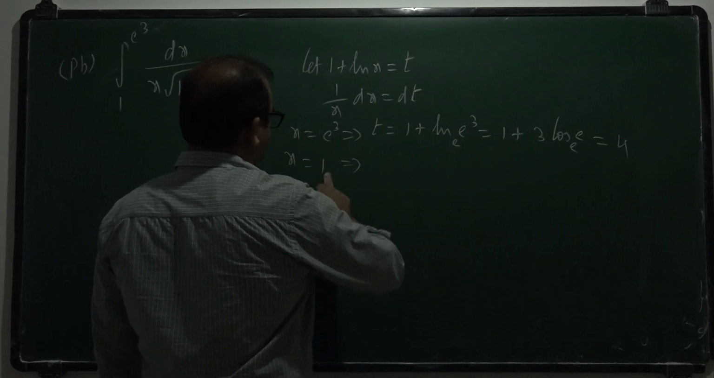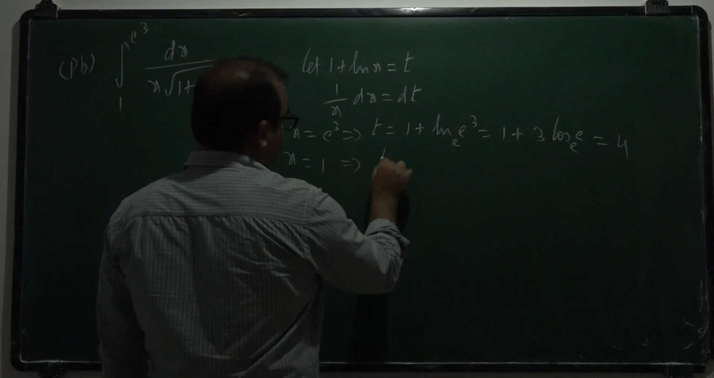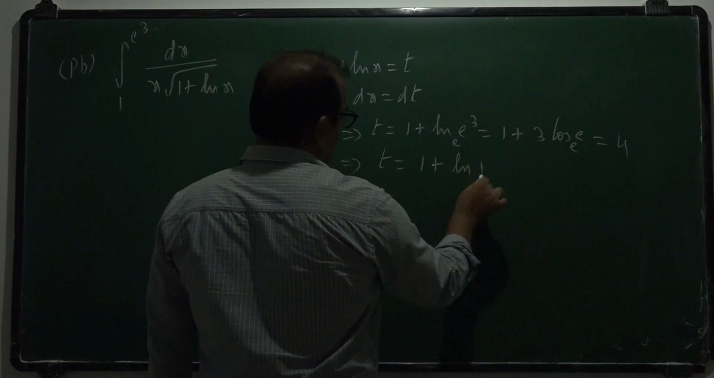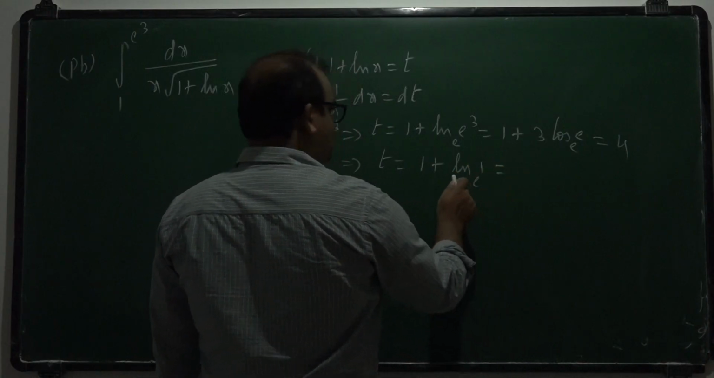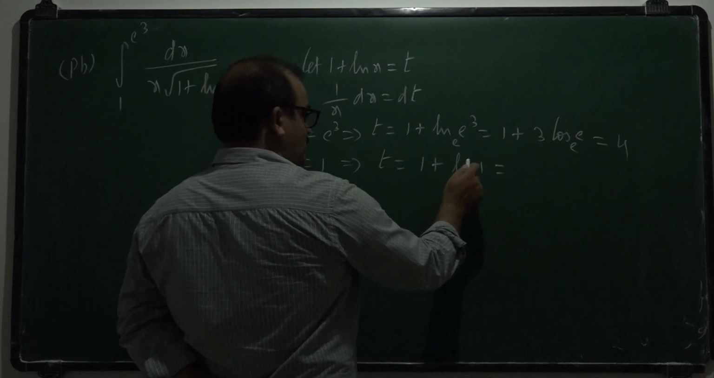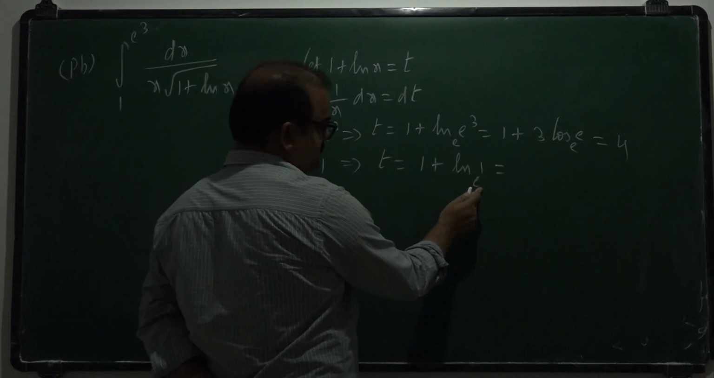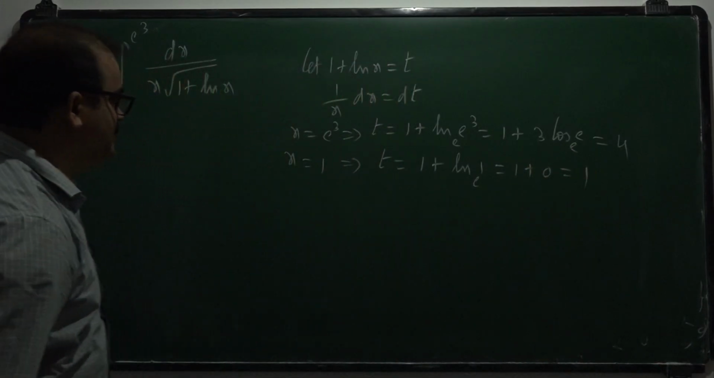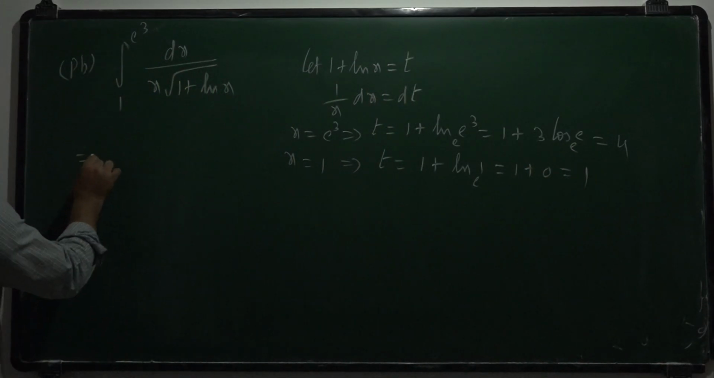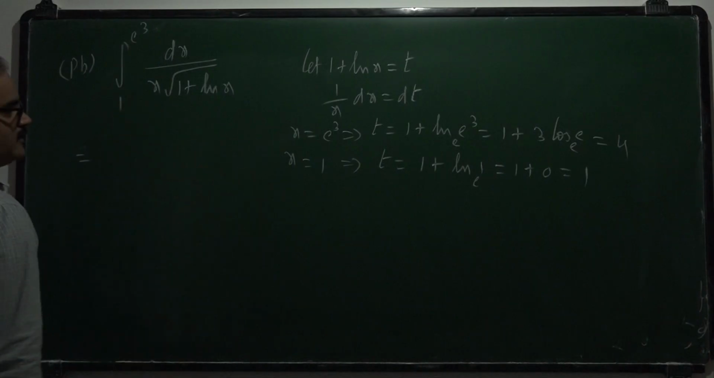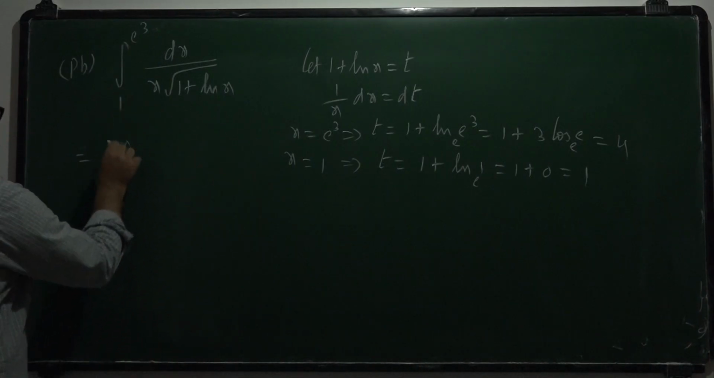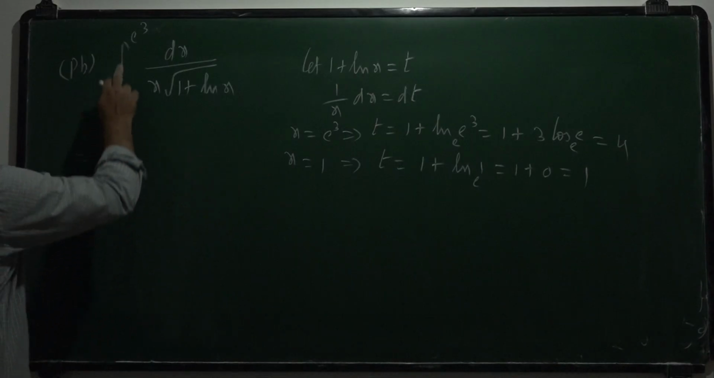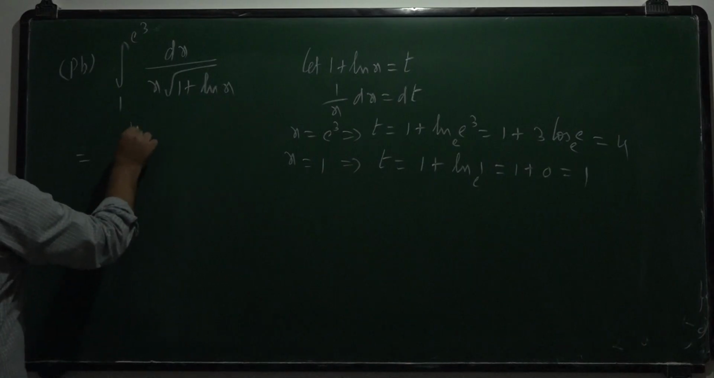See the lower limit, when x is equal to 1, t is equal to 1 plus ln of 1 to the base e. We know logarithm of 1 to any base is 0. So it is 1 plus 0, that is 1. Now write this integration in terms of t. When x is equal to 1, t is equal to 1. When x is equal to e cube, t is equal to 4.